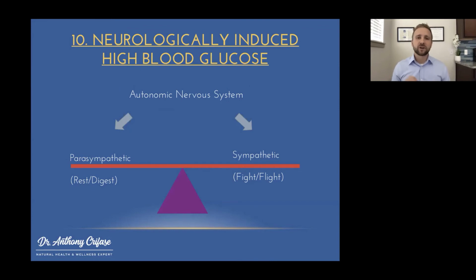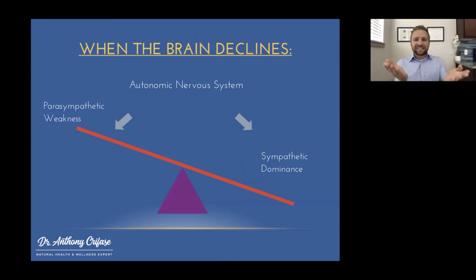So number 10 is neurologically induced high blood sugar. We talked about this a little bit already, but the autonomic nervous system is made up of two parts: the parasympathetic, which is known as your rest and digest, and your sympathetic, which is known as your fight or flight system. When blood glucose gets out of balance, these scales start to tilt, and you start to get more of a sympathetic dominance. When you get sympathetic dominance, this creates a fight or flight response and increases cortisol.